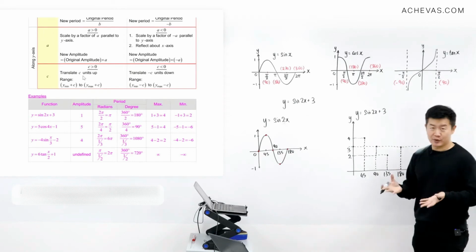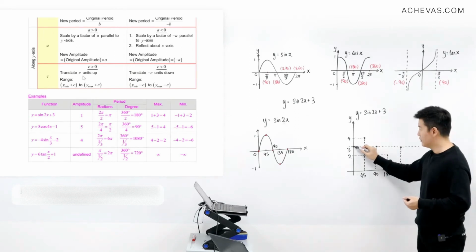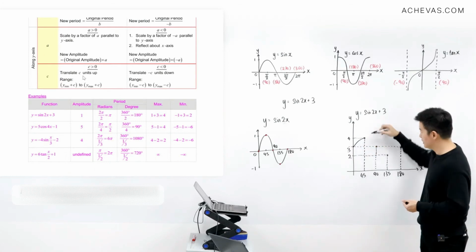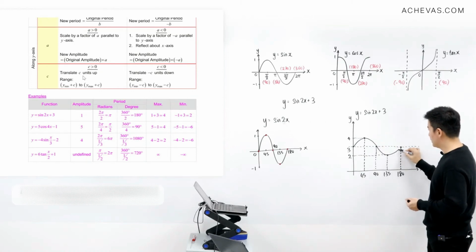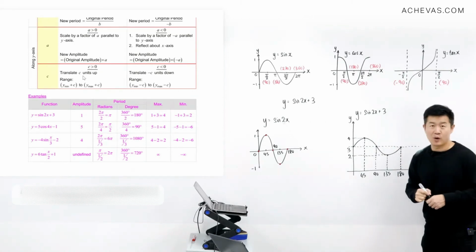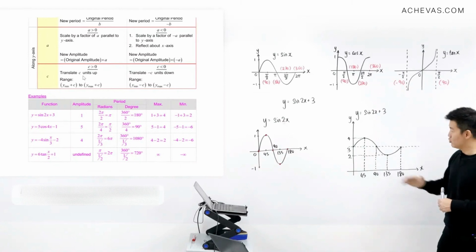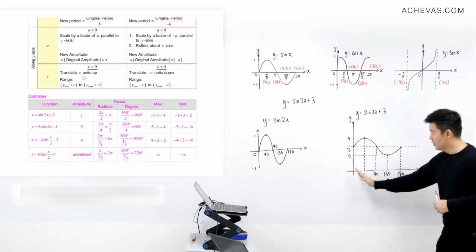Then we're going to join the points together by using a smooth curve. So we are going to be expecting this, then coming back down to here, then to here, then back to here. This will give us the graph of y is equal to sine 2x plus 3 for one period from 0 to 180 degrees.